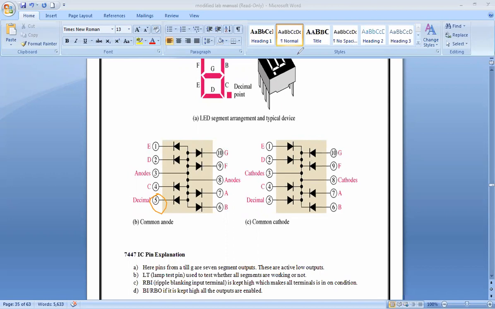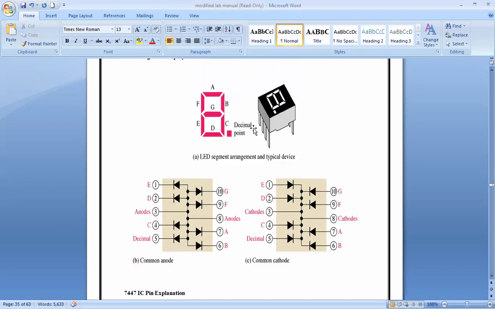Say for example, if I want 3, which LEDs should glow? Can someone tell me? A, B, G, C, D. Okay, good. So A, B, C, D, and G. So this looks like a 3, right?